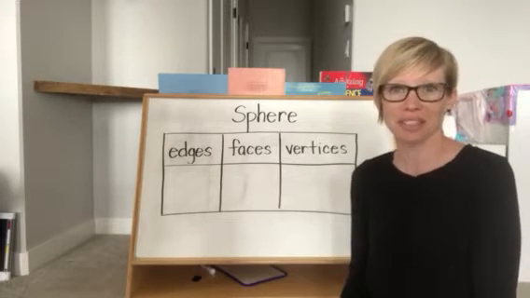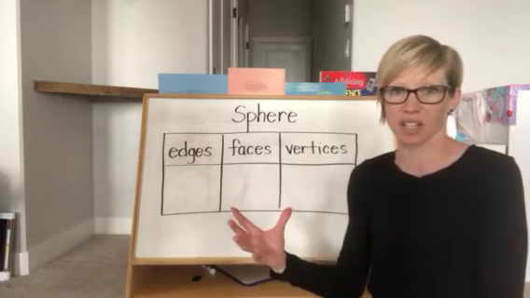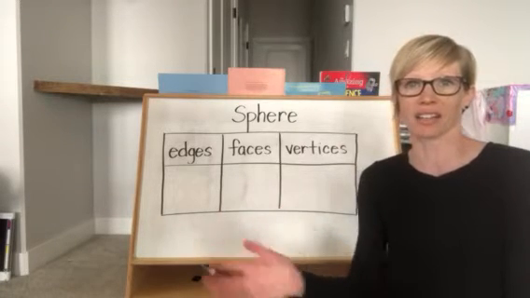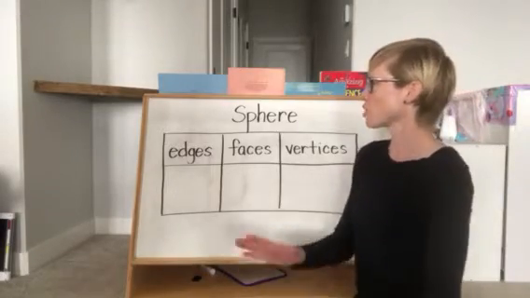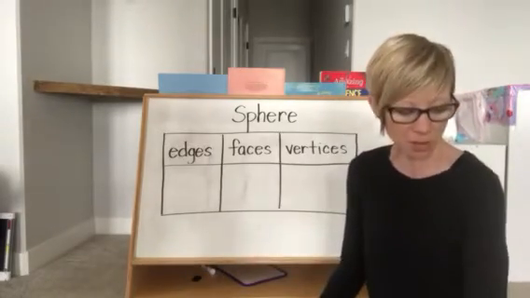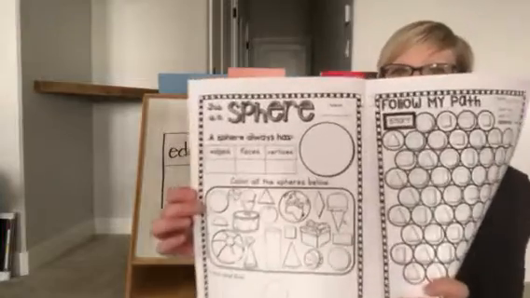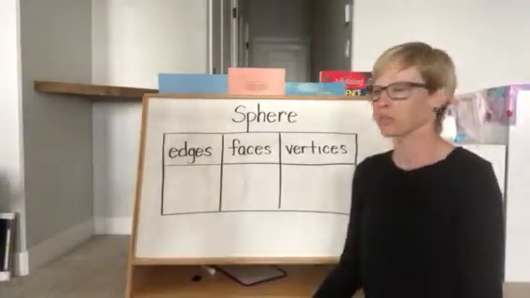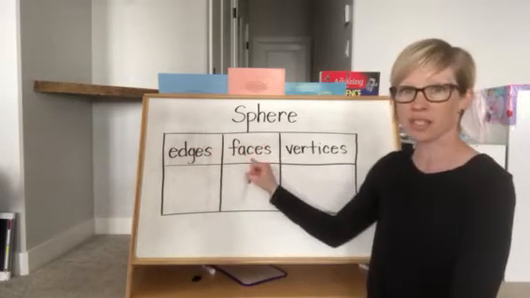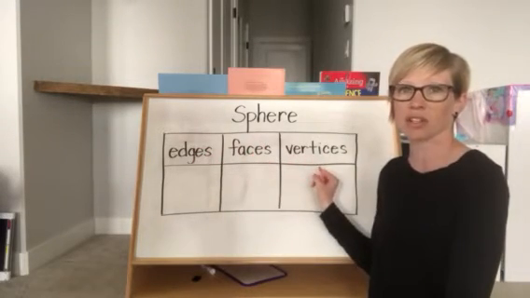But we are gonna quickly talk about a sphere today. We gotta finish talking about that and then I'll let you go do your thing for the day, okay? So a sphere, at the top of your page there's a little table, and I just wrote the same thing here. They wanna know how many edges, how many faces, and how many vertices a sphere has.